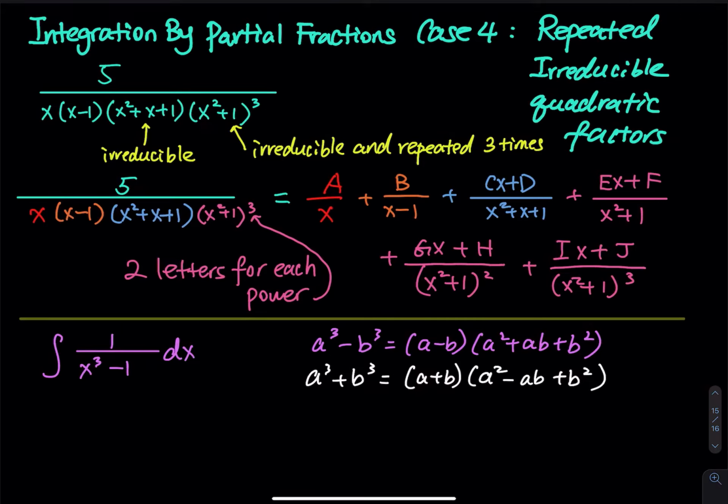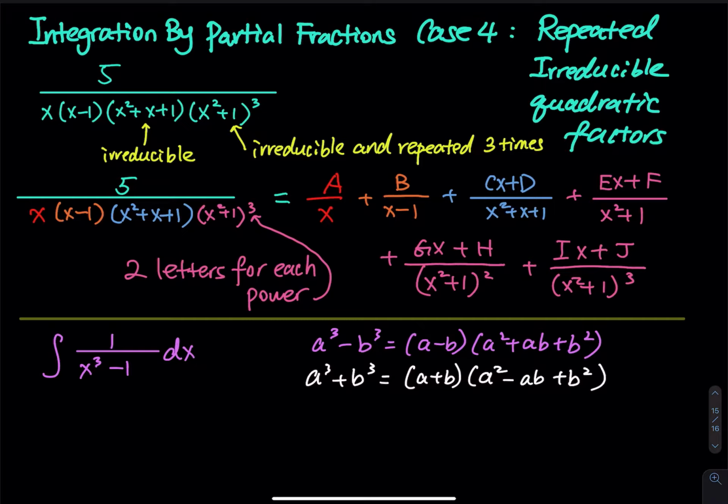Integration by partial fraction, case 4: we have repeated irreducible quadratic factors. Take a look at the function I gave you, phi divided by a bunch of factors. The first one, x, is linear, and x minus 1 is linear, but they are not repeated. And then here comes the problem. The x squared plus x plus 1 cannot be factored, so I call that irreducible. Irreducible means cannot be factored, but it is not repeated.